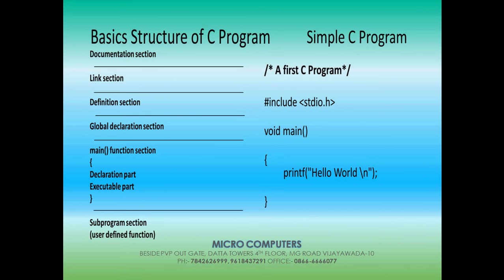Before we go through the basic building blocks of C, let's see a sample code printing hello world. This is a simple program. Here, this is the documentation section, where we write, for our understanding, that this is the first program, written in comments. In the link section, we write #include <stdio.h>, the input-output header file. This is a preprocessor directive. We will see the different parts of a C program in the next topic.